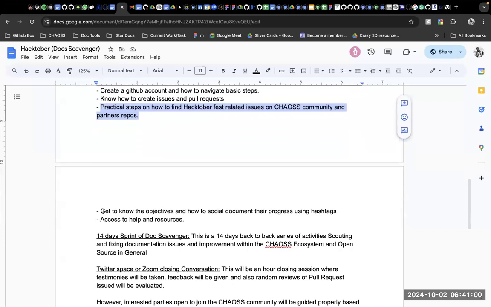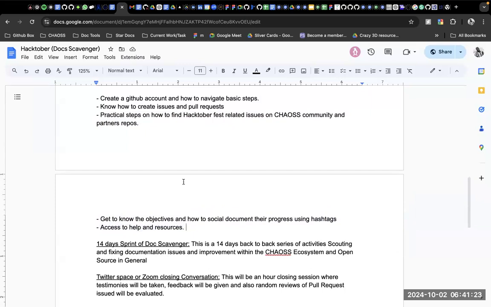Then get to know the objective and how to social document their progress using hashtags, and access to help and resources, basically saying how you could get help when you need help, who to mention, the names to mention, and stuff like that.